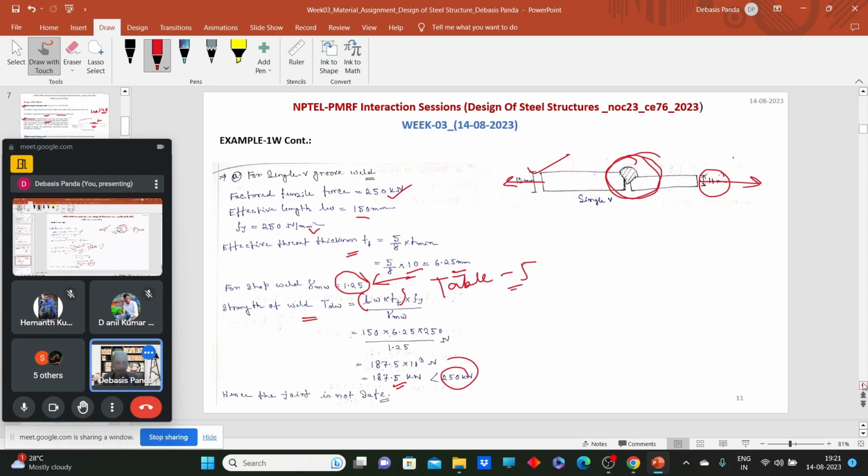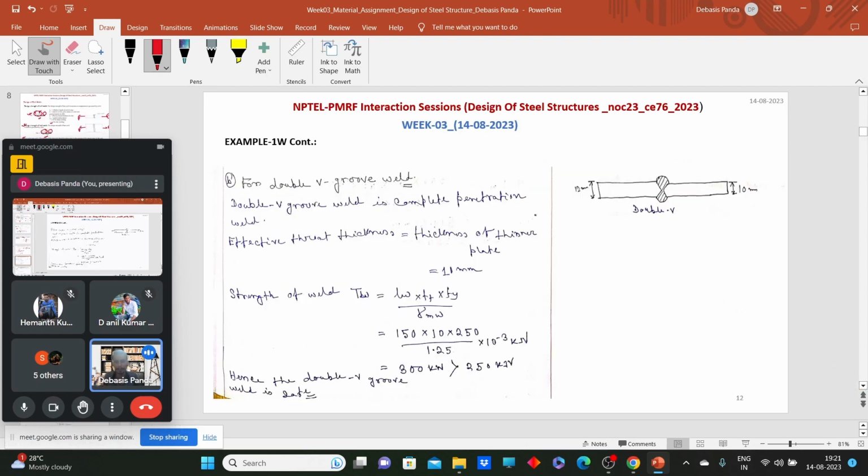Now for the case of the complete penetrated butt weld, what happens? The throat thickness will change. For the complete penetrated butt weld, our code says the throat thickness should be equal to the thickness of the thinner plate. What is the thickness of the thinner plate? It's 10 mm. Now calculate the strength. Obviously the throat thickness will increase, that means the effective area will increase, and the strength carrying capacity will increase.